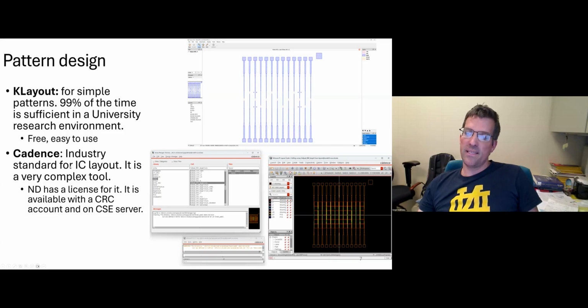I don't really recommend it if you are a new user and you just need like a 1 or 2 layer layout. K-Layout can handle everything, but just to let you know, Cadence is an industry standard for IC layouts. It has actually way more capabilities than just doing simple layouts for electron beam lithography. We have that, but probably everybody can work with a simple K-Layout design to draw your patterns.